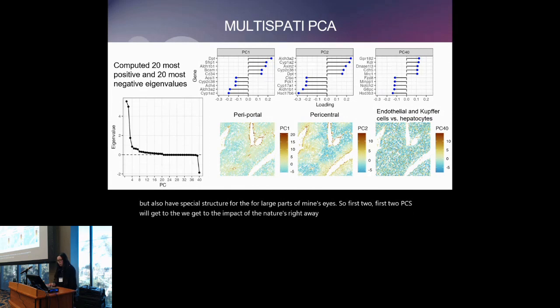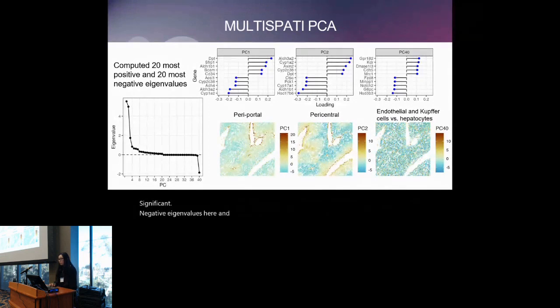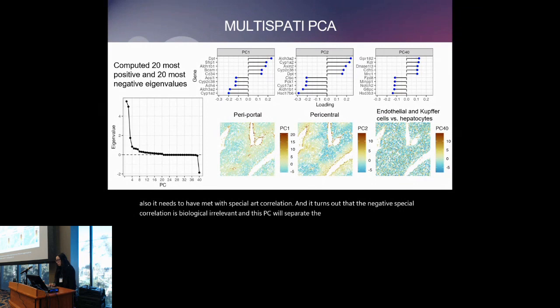But here, note that because the spatially weighted covariance matrix is not positive semi-definite, we can have negative eigenvalues, and here we do have a pretty significant negative eigenvalue. And so this means this PC should not only explain more variance, but also needs to have negative spatial autocorrelation. And it turns out that the negative spatial autocorrelation is biologically relevant, and this PC will separate the endothelial cells and Kupffer cells from hepatocytes based on gene loadings.